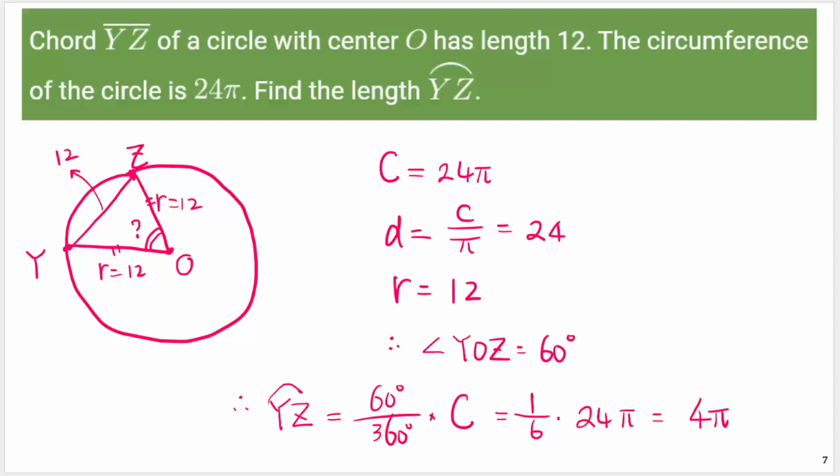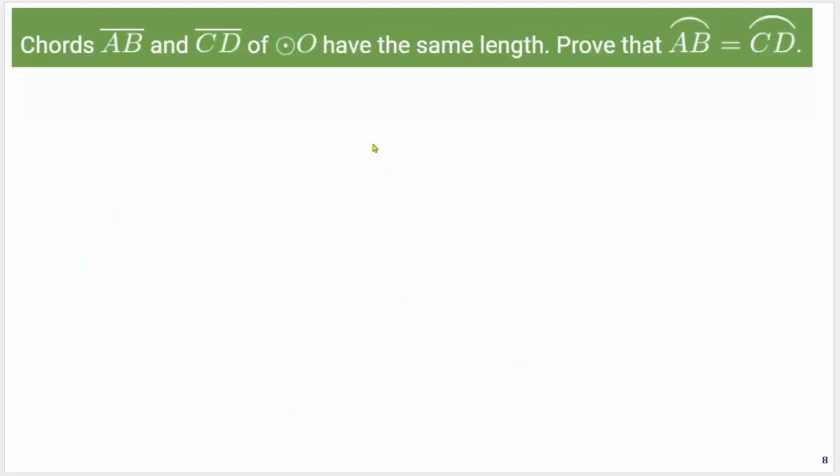All right, if no questions, let's have a look at another question. Chords AB and CD of circle O have the same length. Can you prove that arc AB equals arc CD?